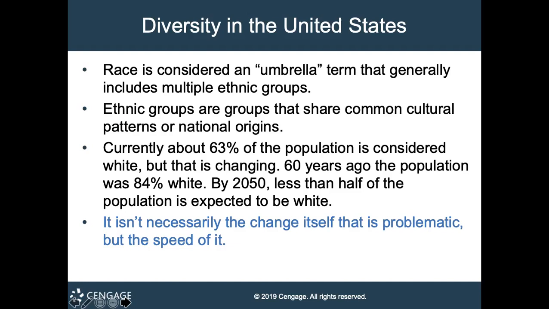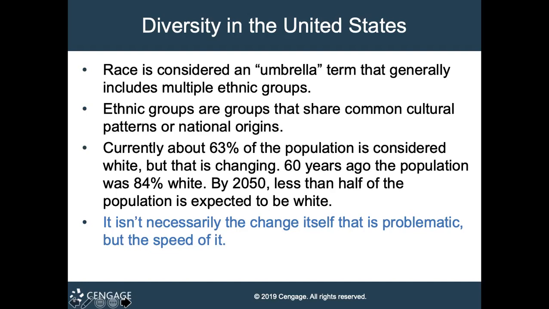This has a lot to do with historical immigration policy over the last 70-ish years or so. If you think about it, 60 years ago, the population was 84% white. That's crazy, right? In less than 30 years, less than half of the population will be white. Well, the problem with that is that the dominant culture is white culture. That's a problem when your population is now going to be less than half white.